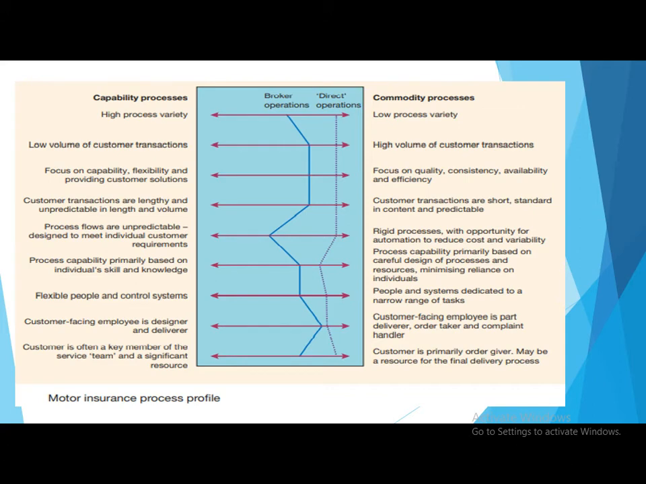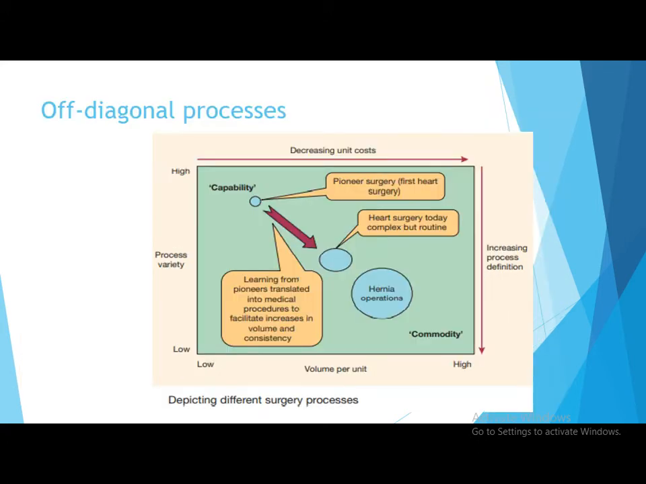It is almost meaningless to compare a small firm of corporate lawyers, that is capability, with a restaurant chain, that is commodity. It is more helpful to compare different process types within the same sector, as in the figure shown and in the next figure. This is off-diagonal process.